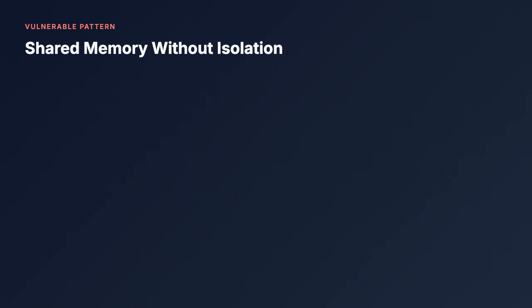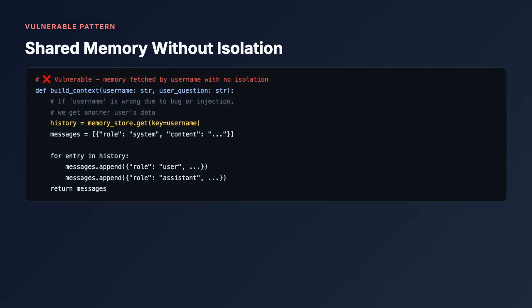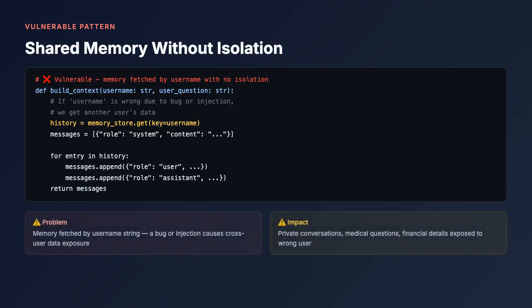Let's look at a vulnerable code pattern. In this example, the build context function takes a username string and fetches all memory for that user. The problem: memory is fetched by a user-supplied username with no additional isolation. If the username is wrong due to a bug or injection attack, the function retrieves another user's conversation history and injects it into the context.